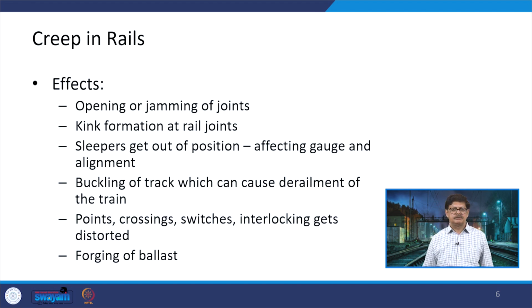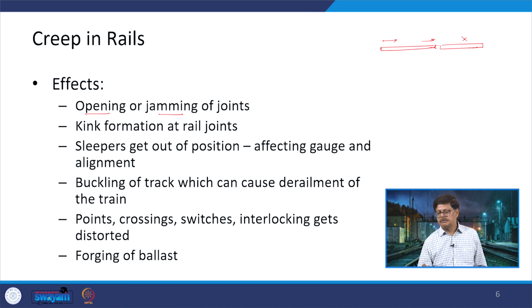What are the effects? Two or three effects we already discussed. We said there can be a possibility of opening of the joint, or a possibility of jamming of the joint. It comes close and there is no space, no gap left. And another thing which may happen, when we are talking in plan, is that this is the rail section with the gap being provided, and now this rail section is moving in this direction, and this is the one which has a creep, but there is no creep in the other rail section.